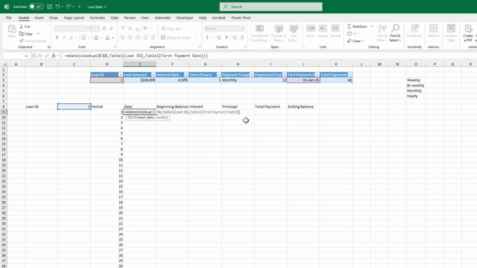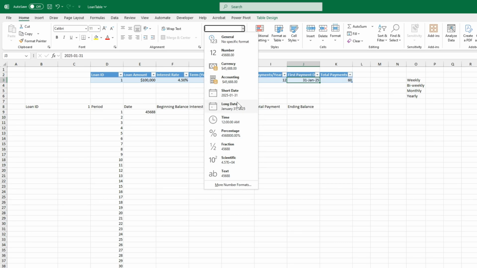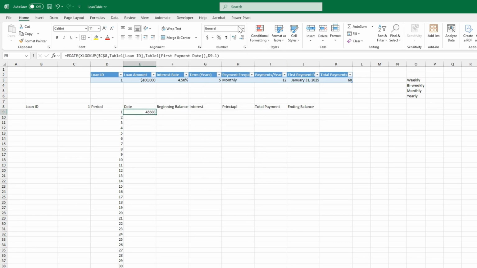No, I cannot. So let's just say my period -1. What do I get? And then it doesn't return me my formatted version for some reason. Maybe because this is custom. Let's see if I change it to long. No, okay. So I'll just change this to long really quickly. There we go. January 31st, 2025.